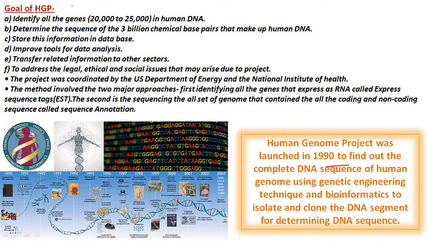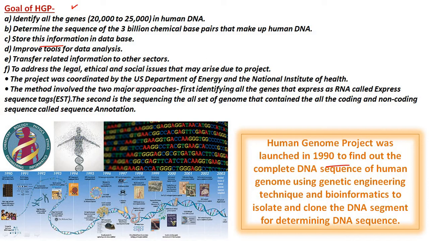So what is the goal of that HGP? Identify all the genes in the human DNA. They determined the sequence of the 3 billion chemical base pairs that make up the human DNA. Store this information in a database, improve the tools for data analysis, and transfer the information to other sectors to address the legal, ethical, and social issues that may arise due to the project.